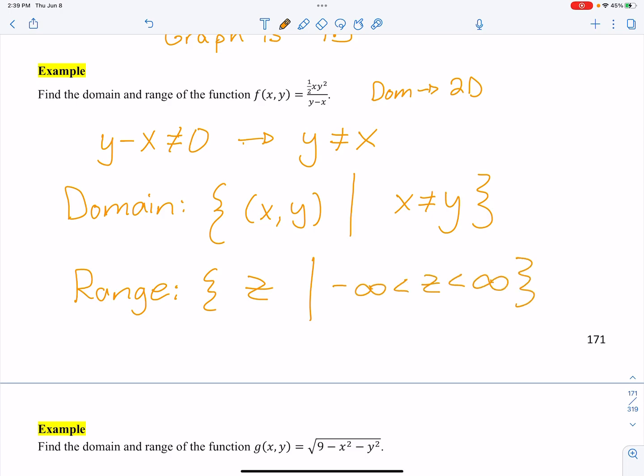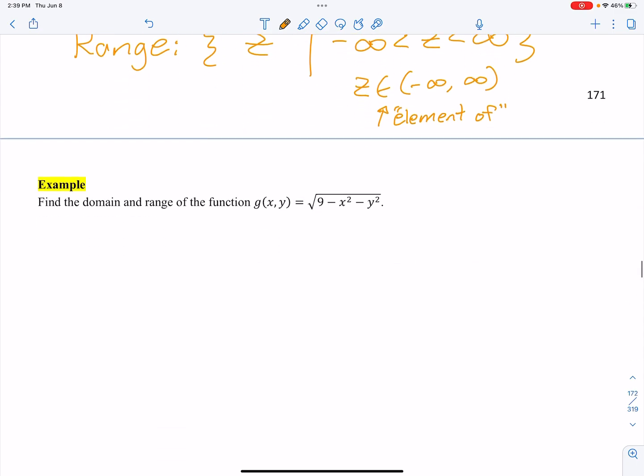That's another notation, or you could say z is inside of negative infinity to infinity. This means an element of. So you can use either one there. We're just describing domain and range. Why this is going to be important is if you notice in this problem, the domain is a 2-dimensional graph, which means I can actually graph it. I can graph 3D too, but this is going to be like a projection of the numbers that I can actually plug in. All right, let's take it a little more forward with another example.